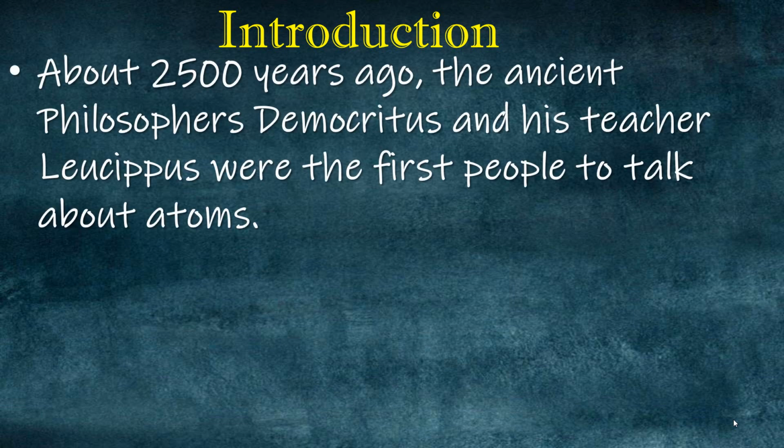Now, some little introduction, some background to the first part. You know very well that before this type of physics, people looked at objects just the way they are, big sized objects. But then about 2,500 years ago, around the 5th century BC, the ancient philosophers Democritus and his teacher Leucippus were the first people to talk about atoms.